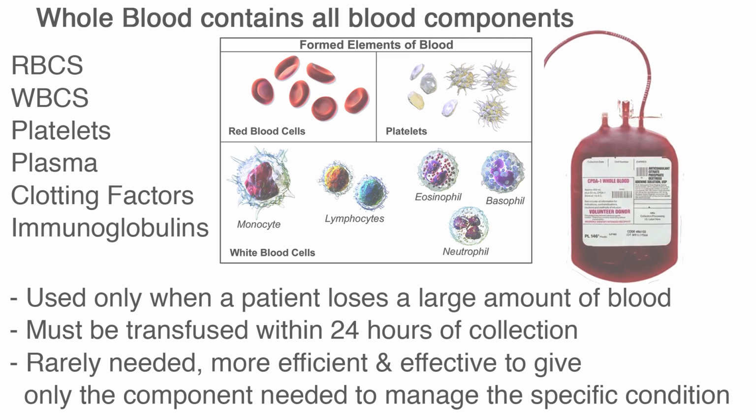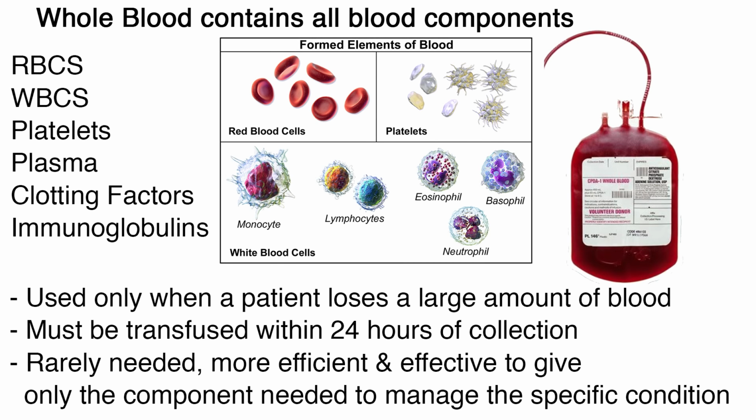First, let's talk about whole blood. Whole blood contains all blood components: red blood cells, white blood cells, and platelets, plasma, the liquid component of blood, clotting factors, and immunoglobulins. It is used only when a patient loses a large amount of blood because it has a greater effect on body fluid volume. It must be transfused within 24 hours of collection, since coagulation factors deteriorate after that.